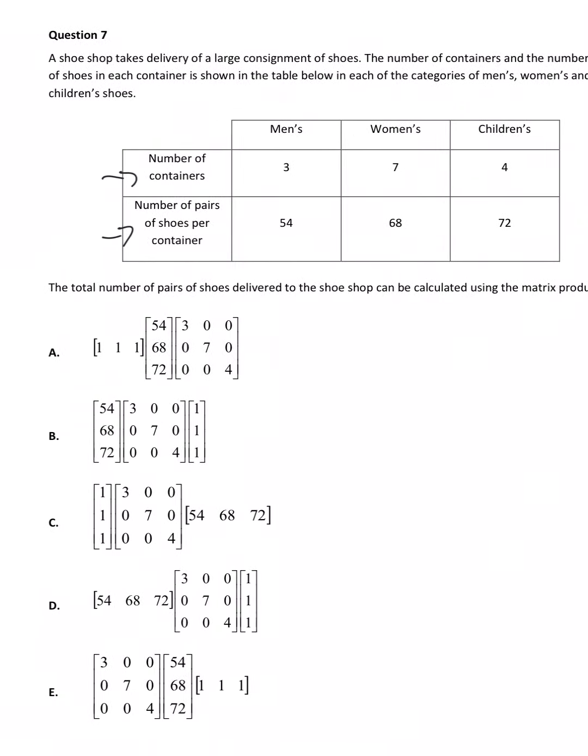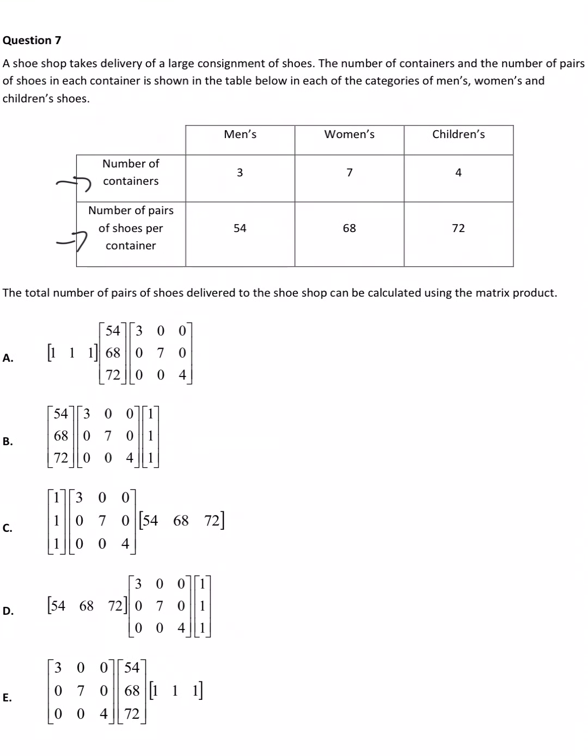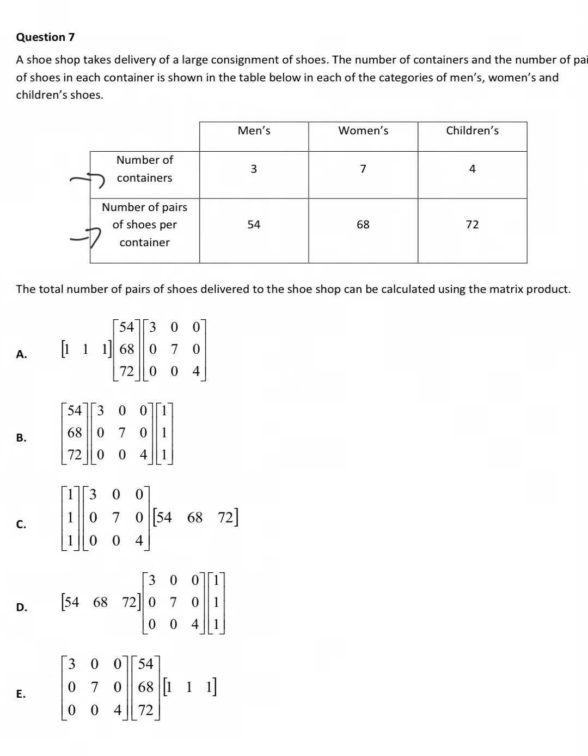The question though: the total number of pairs of shoes delivered to the shoe shop can be calculated using the matrix product. And we've got all these different options. I think the best way of doing this question is just working out the total number of shoes that will go to the shoe shop in total.